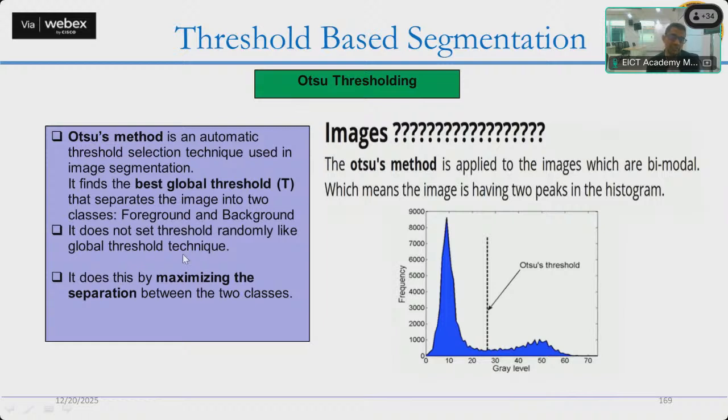Again, all these techniques are to find the global threshold. Unlike what we selected earlier, here you don't need to choose it. The only requirement is that there should be two peaks. This is one peak, and this is another peak, and then the threshold is calculated.